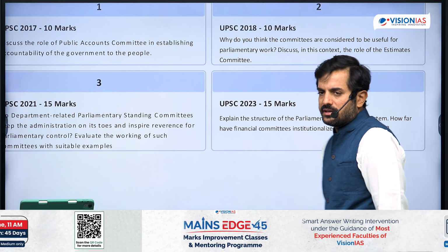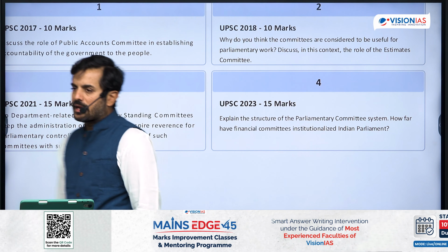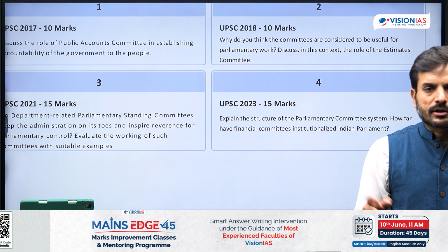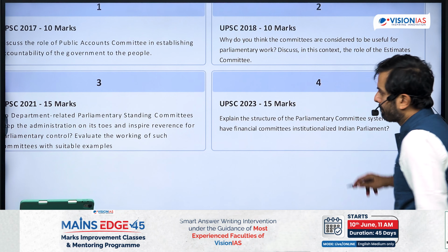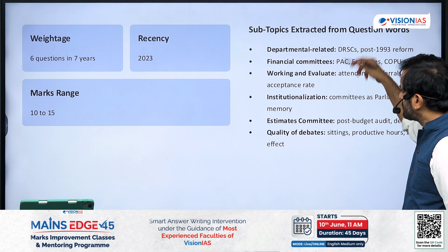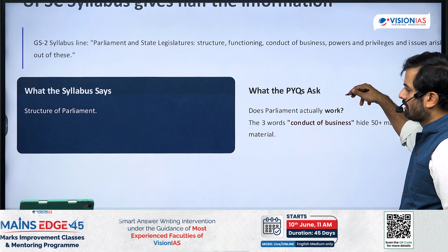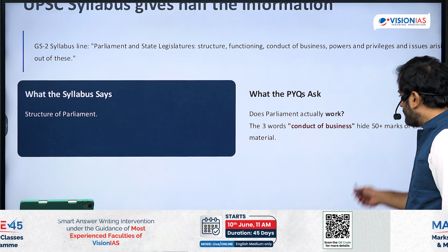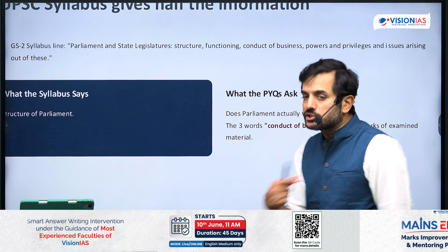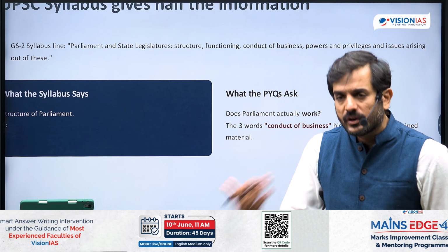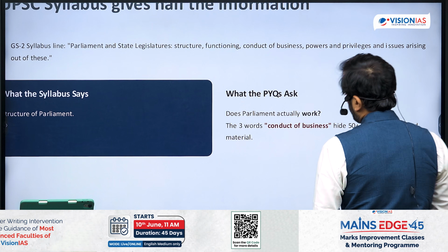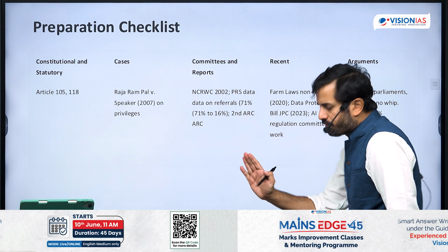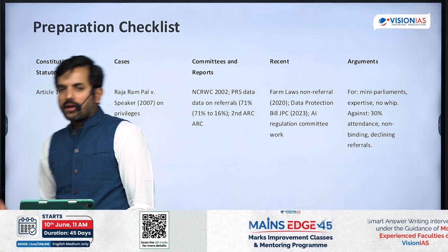Examine the structure of parliamentary committee system and have the financial committees been able to institutionalize the idea of accountability in parliamentary functioning? Again, what are the functions that are performed by financial committees? What are the challenges which have been observed in their functioning? On the basis of that, I will extract the subtopics. The syllabus only says parliament and state legislatures, but PYQs are specifically asking on the functioning, the role, whether they have been able to fulfill their goals, objectives or not. Therefore, for this particular topic, I should have a small content ready.